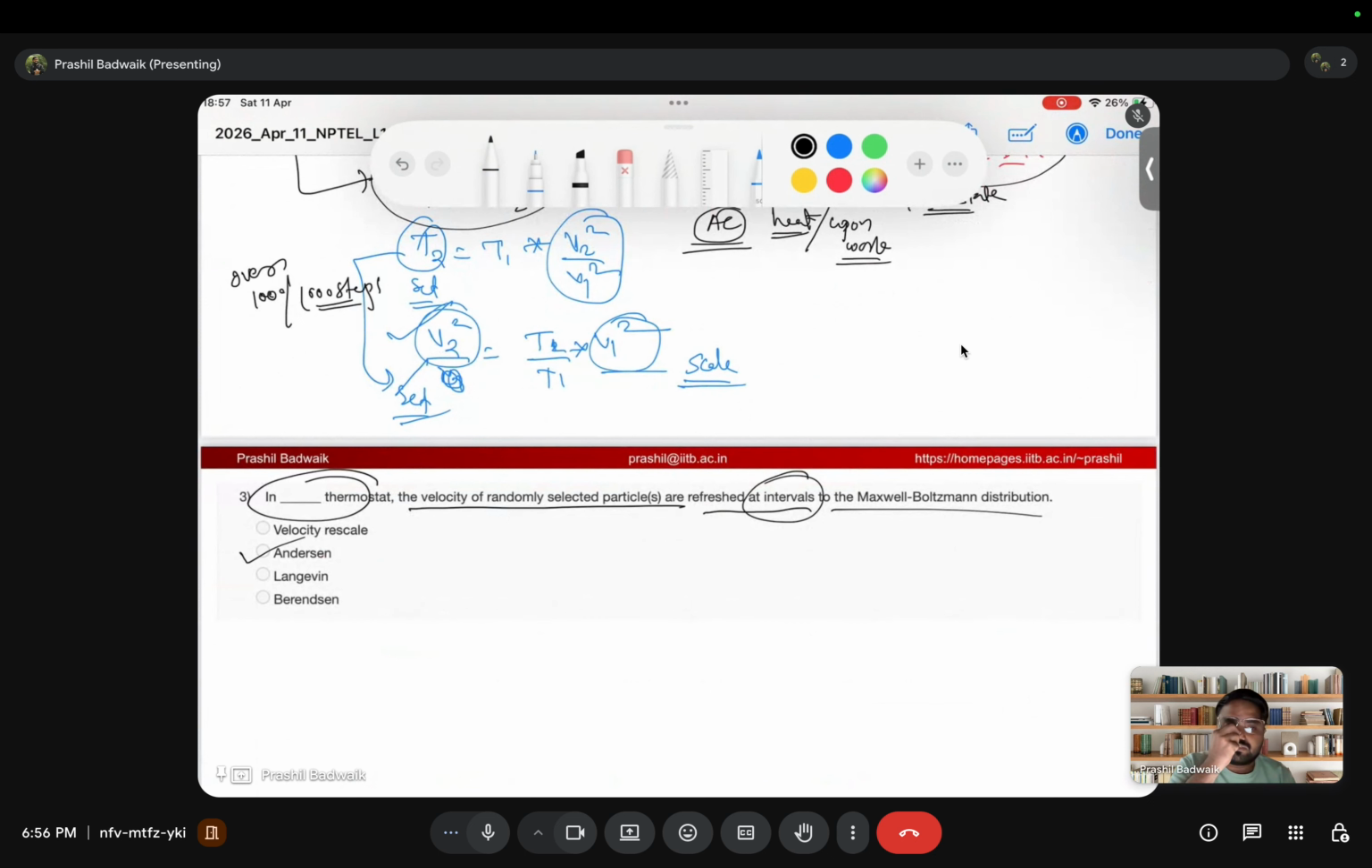Option number C is there. In the question they have asked only one thermostat. We have discussed all three thermostats that we have studied. So in case in the exam some question comes, you will be able to solve it.